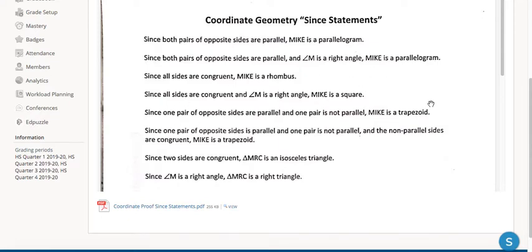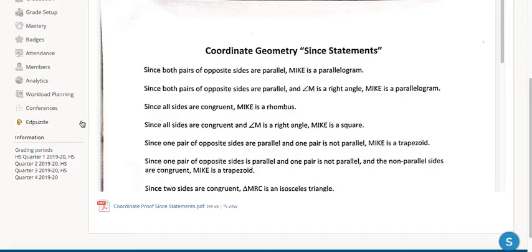Here's a trapezoid. Here's that one from before. Since one pair of opposite sides are parallel and one pair is not parallel and the non-parallel sides are congruent, MIKE is a trapezoid. Ooh, that's not right. Is an isosceles trapezoid. Bad, Mike. So each one of these is there just to kind of help you out a little bit. And if it helps, it helps. And if not, it's totally cool.